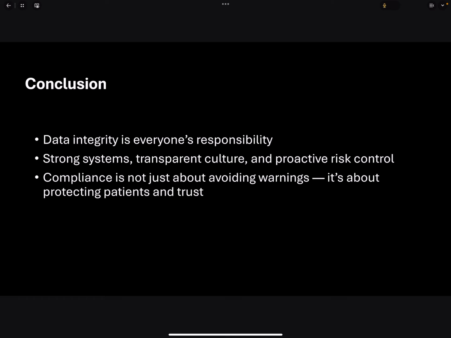To wrap things up, data integrity isn't just about avoiding FDA citations. It's about protecting patients, maintaining trust, and upholding scientific honesty. Every single person in pharma, whether you are in QA, QC, production, or R&D, plays a part in safeguarding the trust. When your data has integrity, your product has integrity. And that's why it truly defines quality in this industry.